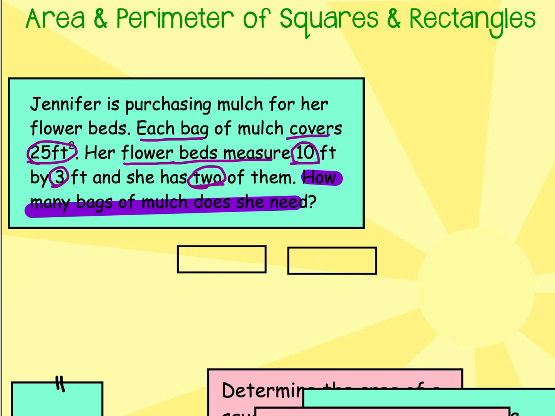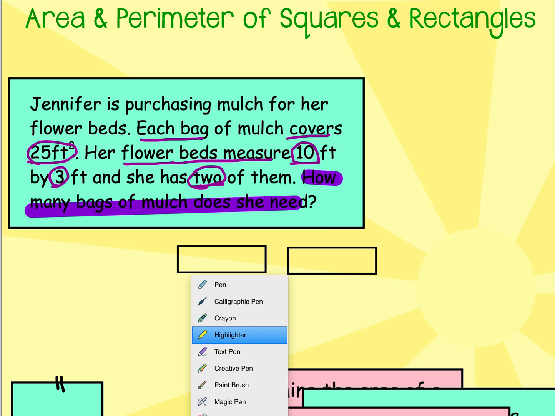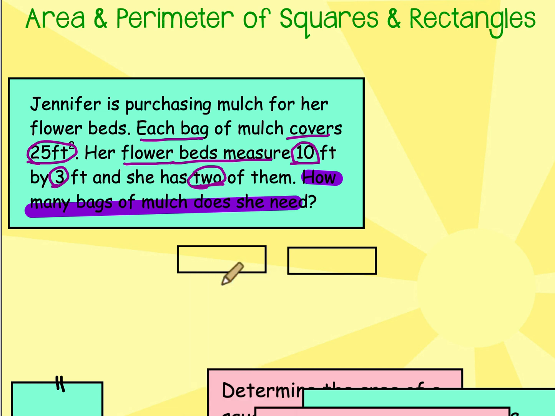Doesn't need to be anything fancy. And so we know that the flower beds are 10 by 3 feet, and there's 2 of them. So it says if each bag covers 25 square feet, that's telling us that it's area. So we need to know the area of each flower bed.